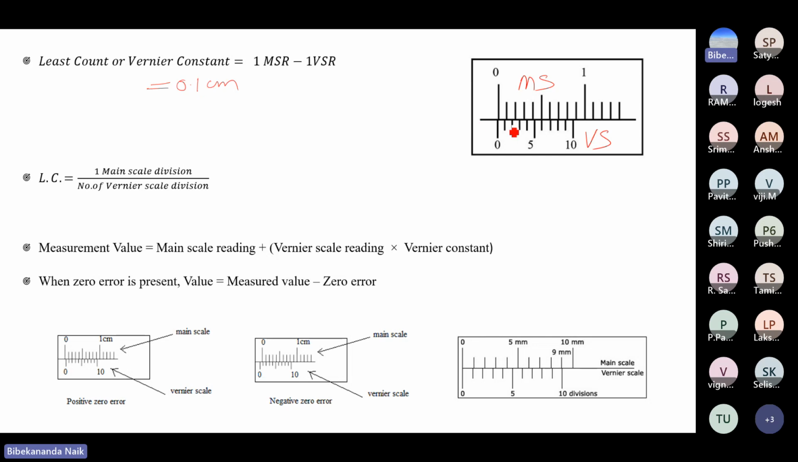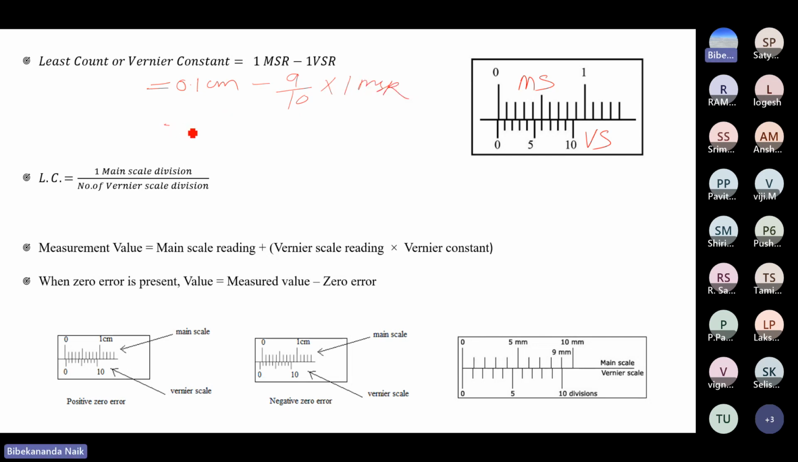Now this vernier scale, as you can see, these 10 divisions are equal to 9 divisions. However, it is not 9 accurately because it has some zero error. But if you place this so that these two zeros align with each other, then it will correspond to this 9. So 10 vernier scale divisions correspond to 9 main scale divisions. So 1 vernier scale division will be 9 by 10 into 1 main scale division.